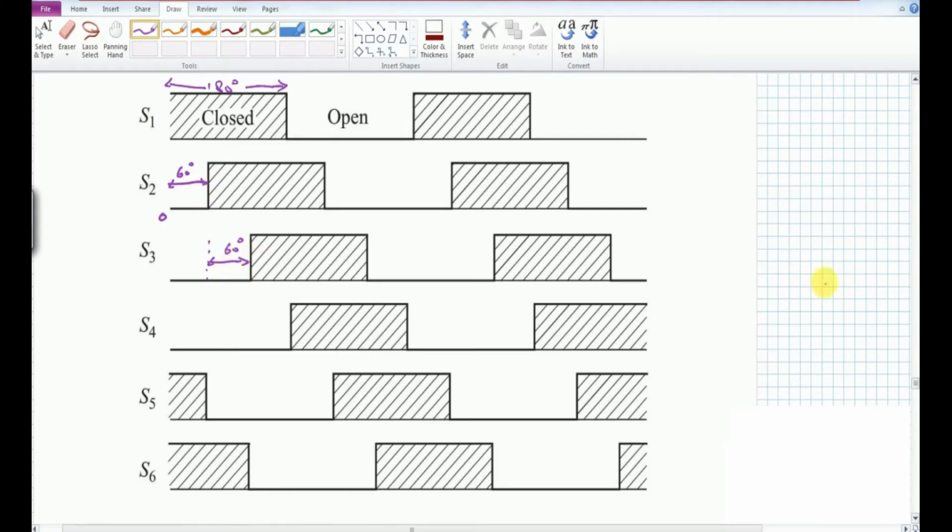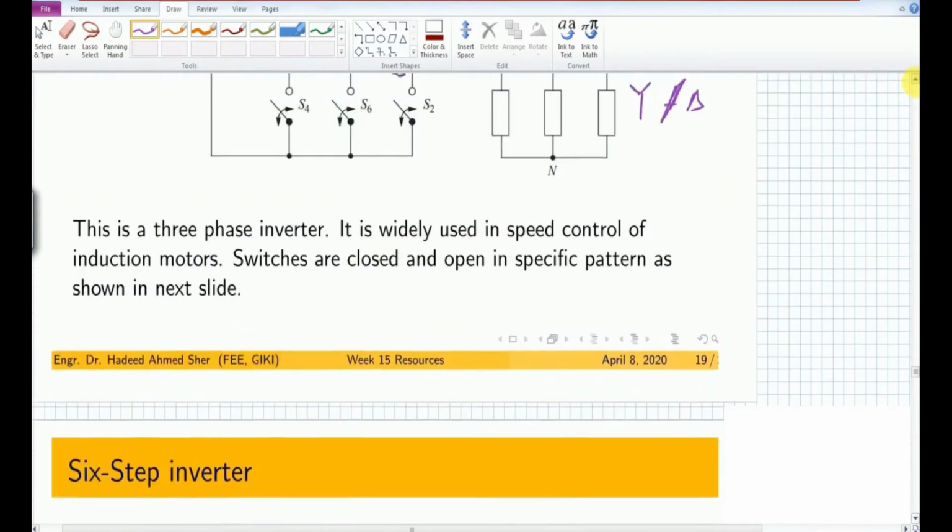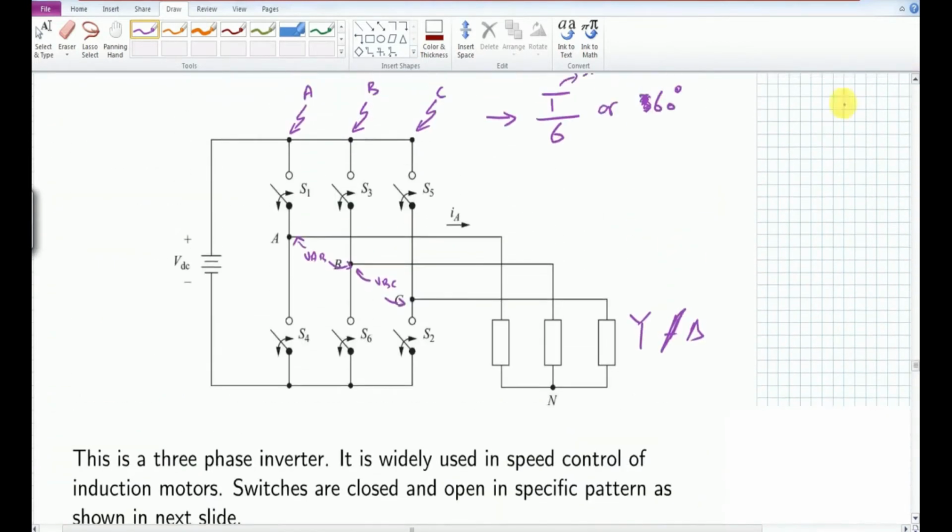Notice that, as in every single-phase inverter that we have studied, we cannot turn on the switches S1 and S4 simultaneously. So S1 should be the complement of S4. If S1 is 1, then S4 should be equal to 0. So they should be complementary.